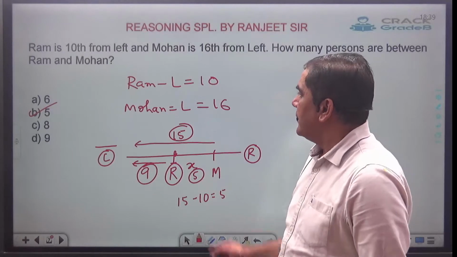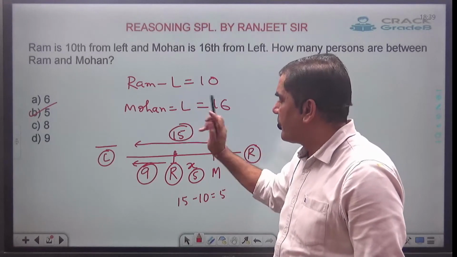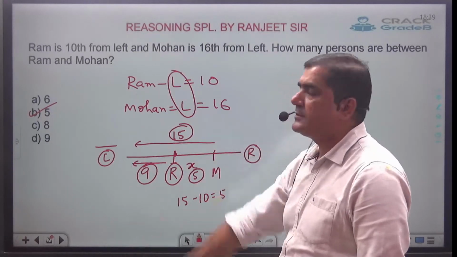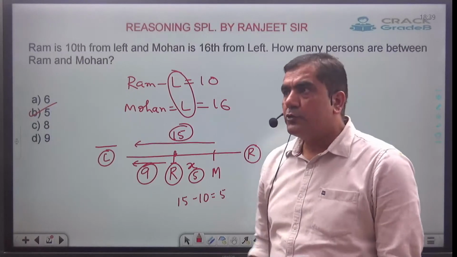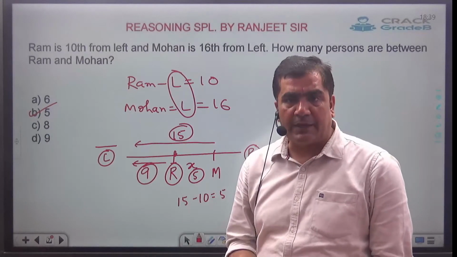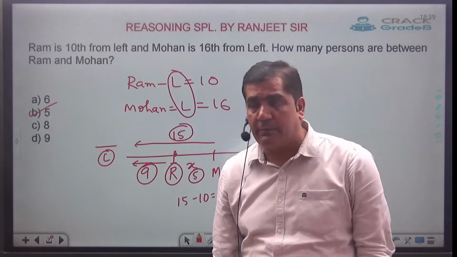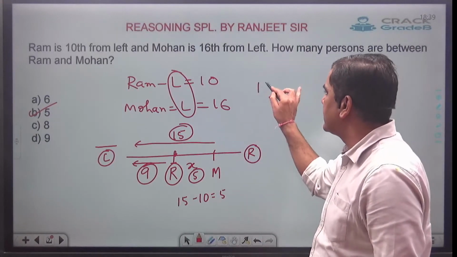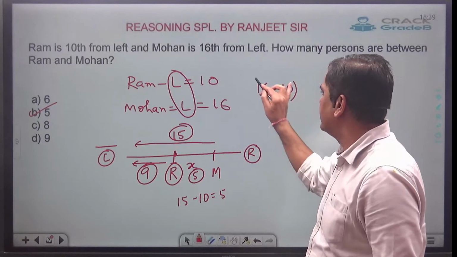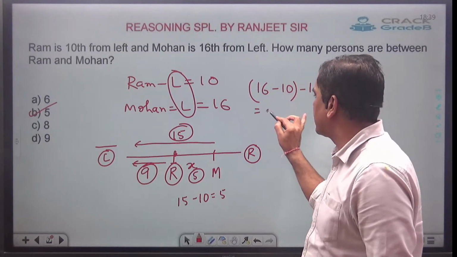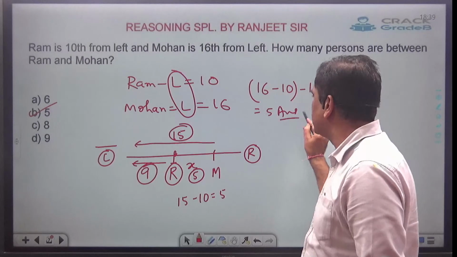Here just see, Ram is given from left, Mohan is given from left. Both of them are given from the same direction. So if the positions are given from the same direction, then between is nothing but difference of positions minus 1. Means what? Simply take the difference. 16 minus 10 minus 1 comes out to be 5. So answer is what? 5.